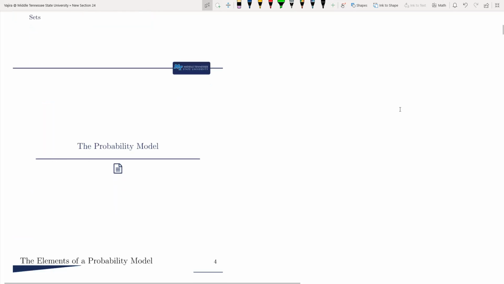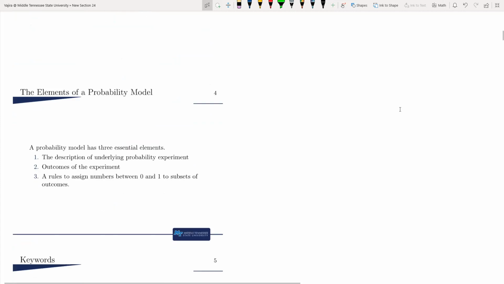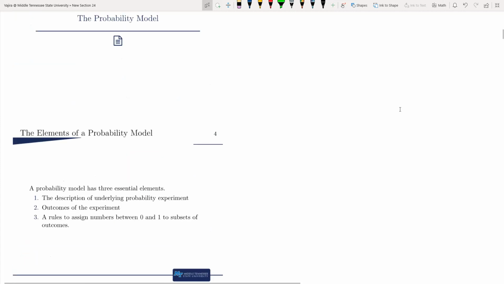So first thing, we are going to learn about the elements of a probability model. A probability model has three essential elements: the description of the underlying probability experiment, the outcome of the experiment, and a rule to assign numbers between 0 and 1 to subsets of outcomes. Now remember that probability should be between 0 and 1. So whenever you have outcomes from a probability experiment, you need to have a rule for how you are assigning a number between 0 and 1 to those outcomes.